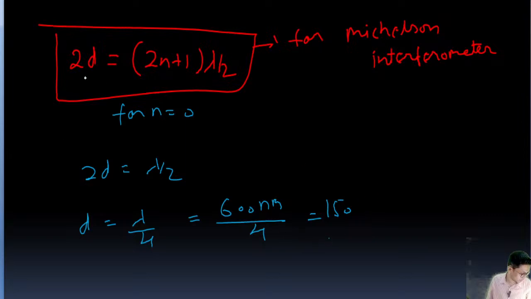Very good question. So this condition you need to know. For Michelson interferometer, the minima condition is 2d equal to (2n plus 1) lambda by 2. Note it down. Next question, guys.